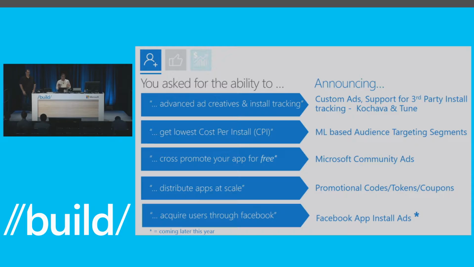Finally, last but not the least, as it was announced yesterday at the keynote, we are partnering with Facebook. Starting summer, you can start acquiring users through Facebook's app install ads. So think about it. You can not only acquire users from the ads in app ecosystem within Windows, but you can also acquire users now from Facebook's app install ads through the Facebook app for Windows, which is a universal Windows app, as well as Facebook.com.